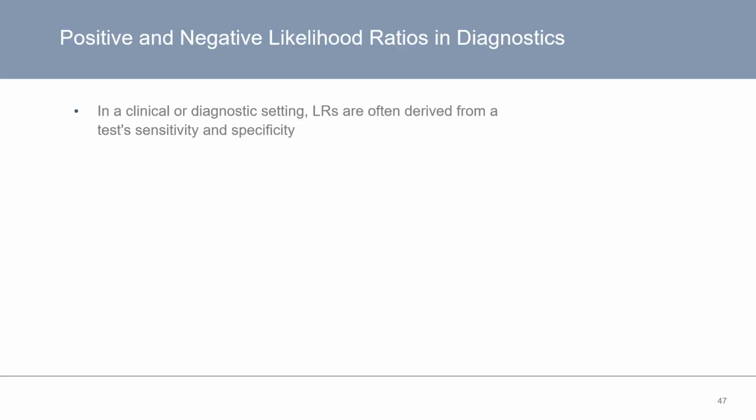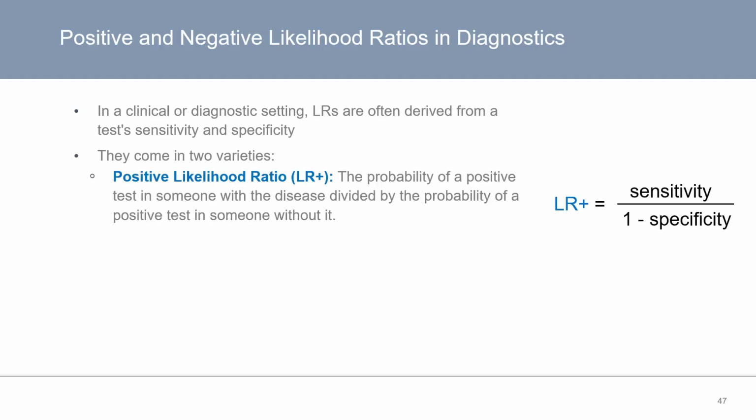As a quick side note, in a clinical or diagnostic setting, a similar form of positive and negative likelihood ratios are often used. Here, likelihood ratios are often derived from a test's sensitivity and specificity. These come in two varieties. A positive likelihood ratio, or LR+, is the probability of a positive test in someone with the disease, divided by the probability of a positive test in someone without it, otherwise known as sensitivity divided by 1 minus specificity. A high positive likelihood ratio, for example over 10, strongly suggests the disease is present.